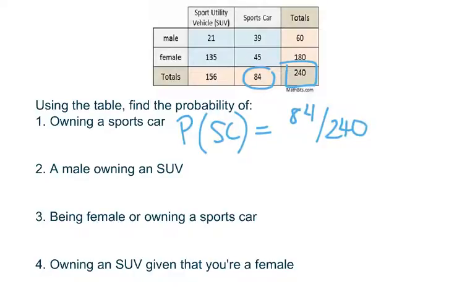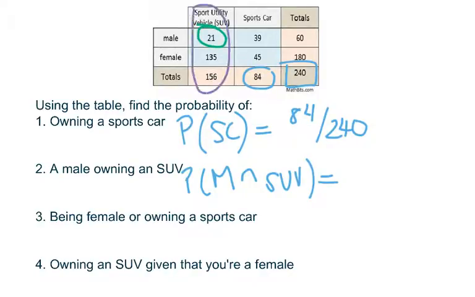Okay, being a male owning an SUV. That's really an and, because that means you're both things. So you would say the probability of male and SUV. And in this case, since it's an and, we're looking for just the overlap of these two categories. So that's here. This is all the people that own sports utility vehicles and this is all the males. That 21 is the number that we want, and that is still out of the grand total. So 21 out of 240.